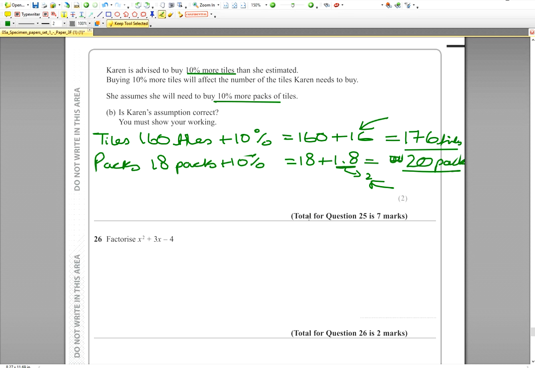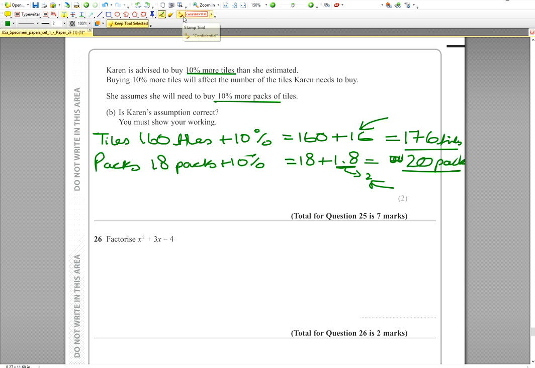So the question is, is Karen's assumption correct? You must show your working out. She assumes you will need to buy 10% more packs of tiles, and the answer is no. 10% more tiles is 16 tiles, and 10% more packs is 2 packs. So we have to write that down as a comment here. What did you say after 160? Plus 16.